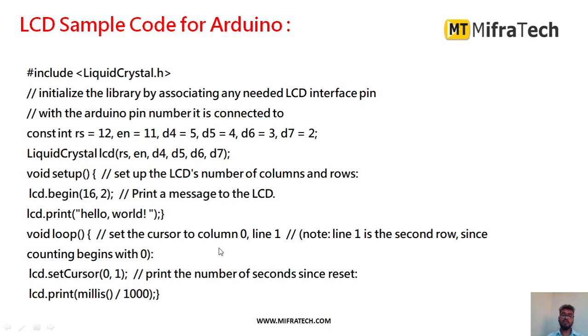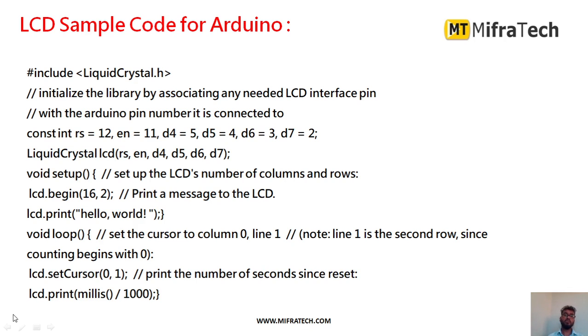We can also set the cursor wherever we want. So I am setting the cursor to column 0 and line 1 here, using lcd.setCursor. After that I am also printing the number of seconds since reset happened, using lcd.print of millis divided by 1000. So I am converting the time since reset into seconds and printing it in the LCD display.